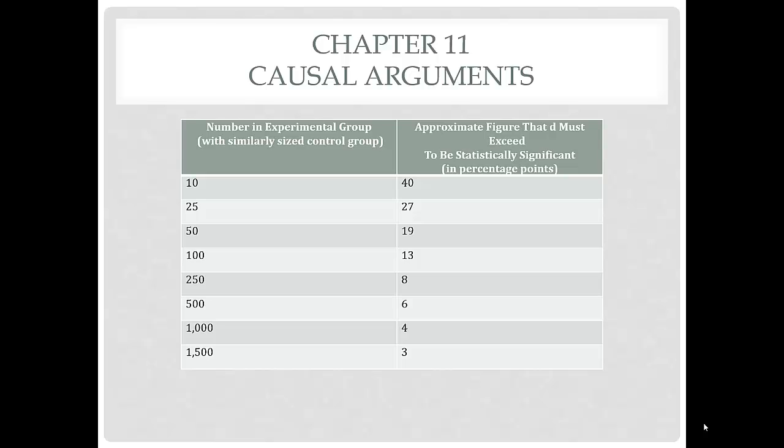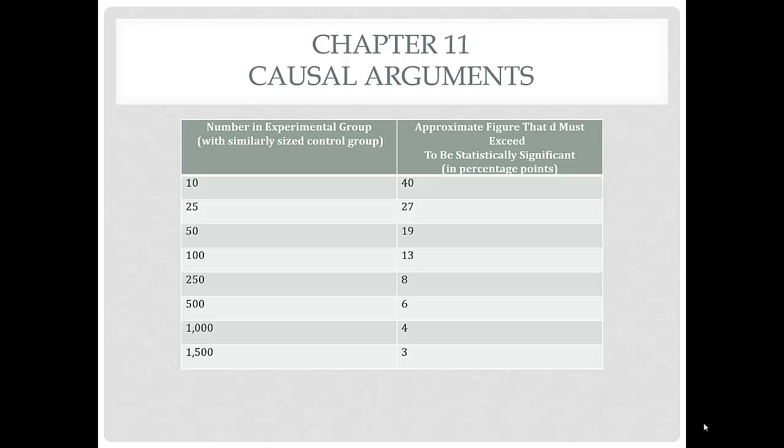Now, as you can see from the table here, which I showed previously in class, take a very small group, 10 people in the experimental group, or 10 whatever you get in the experimental group, matched against a control group of the same size. The difference to be captured must be 40% in order to be considered statistically significant. This is because with small groups, you can have wide variations that are due to chance rather than the causal factor being in play.